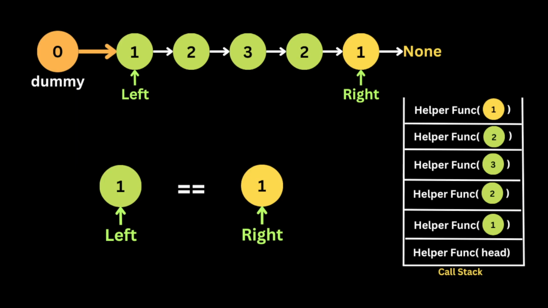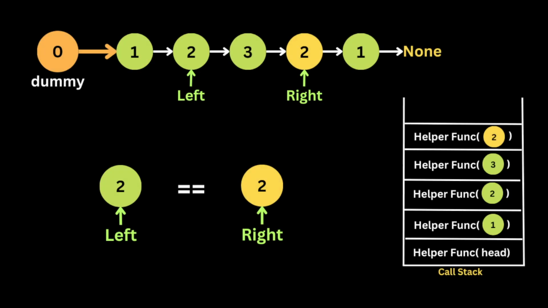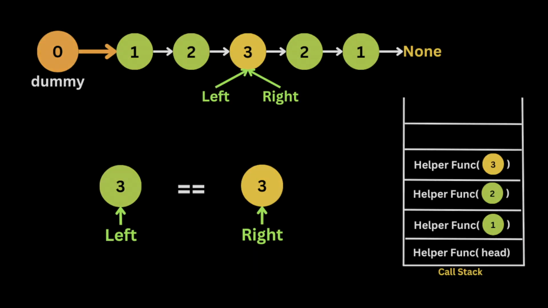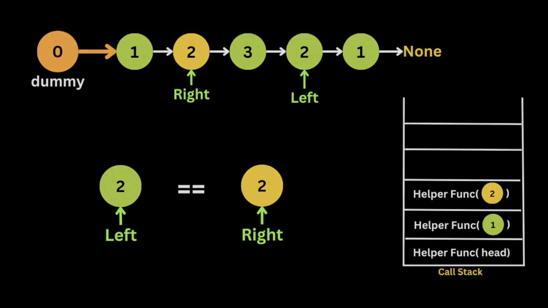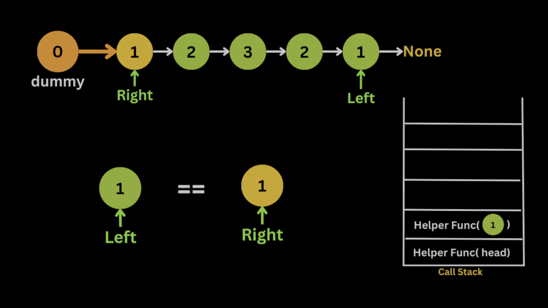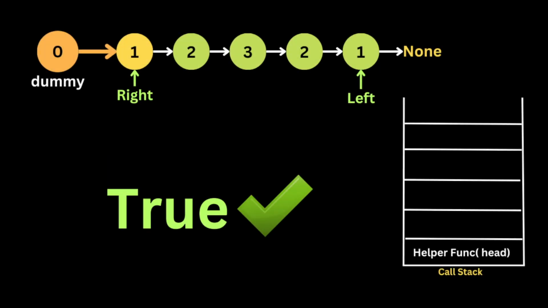So we're going to start by comparing the two pointers and return the result to the function call that we have done before. And each time we return the result to the function call, the right pointer is going to move automatically to the previous node and the left pointer is going to move to the next node. So if all the comparisons between the two pointers return true, that means we have a valid palindrome linked list. And if only one call gets a false result, the result of the main function call will be false.